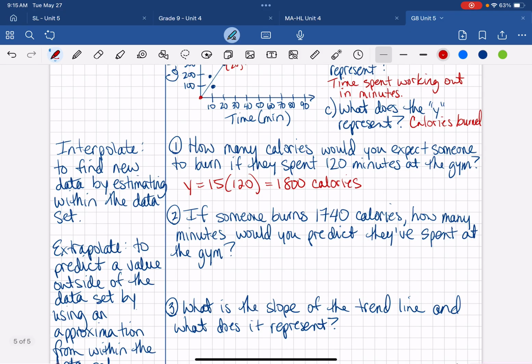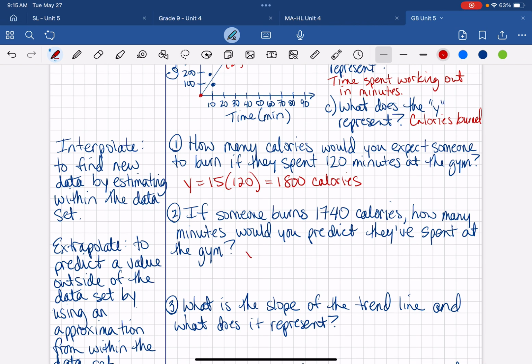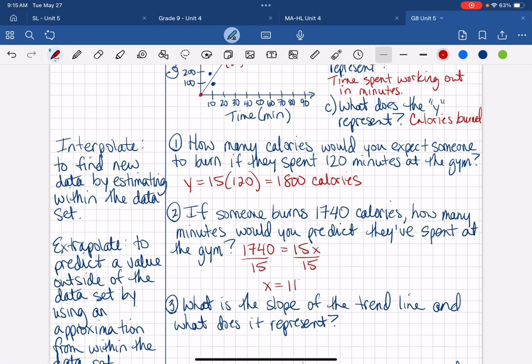If someone burns 1,740 calories, how many minutes would you predict they've spent at the gym? So again, using the trend line, I would say 1,740 is equal to 15 times x, divide by 15, x equals 116 minutes.